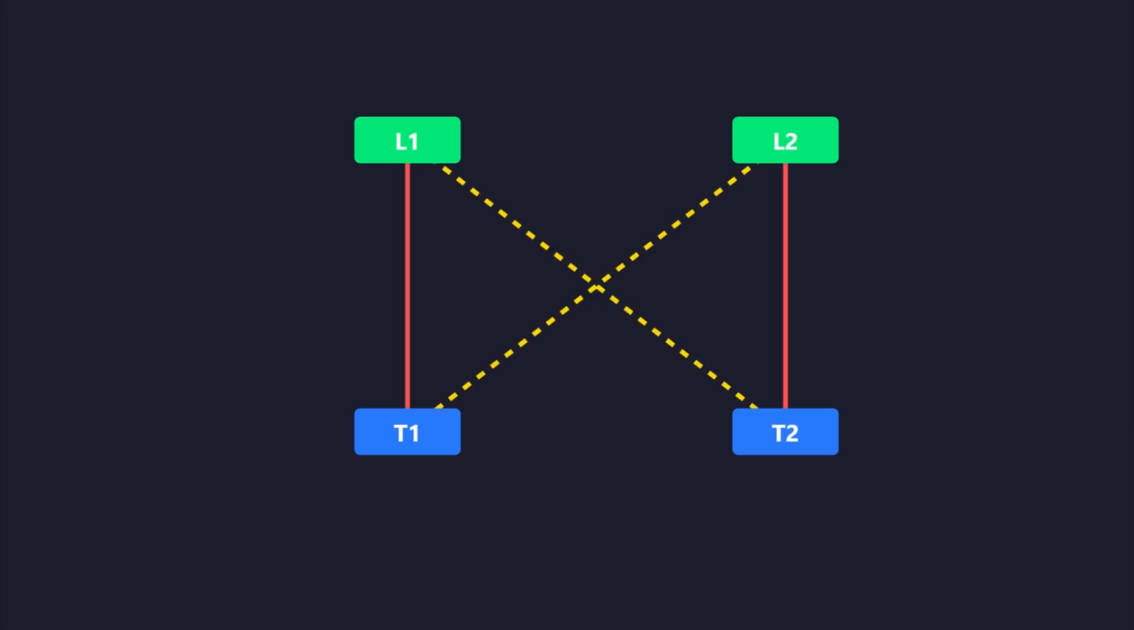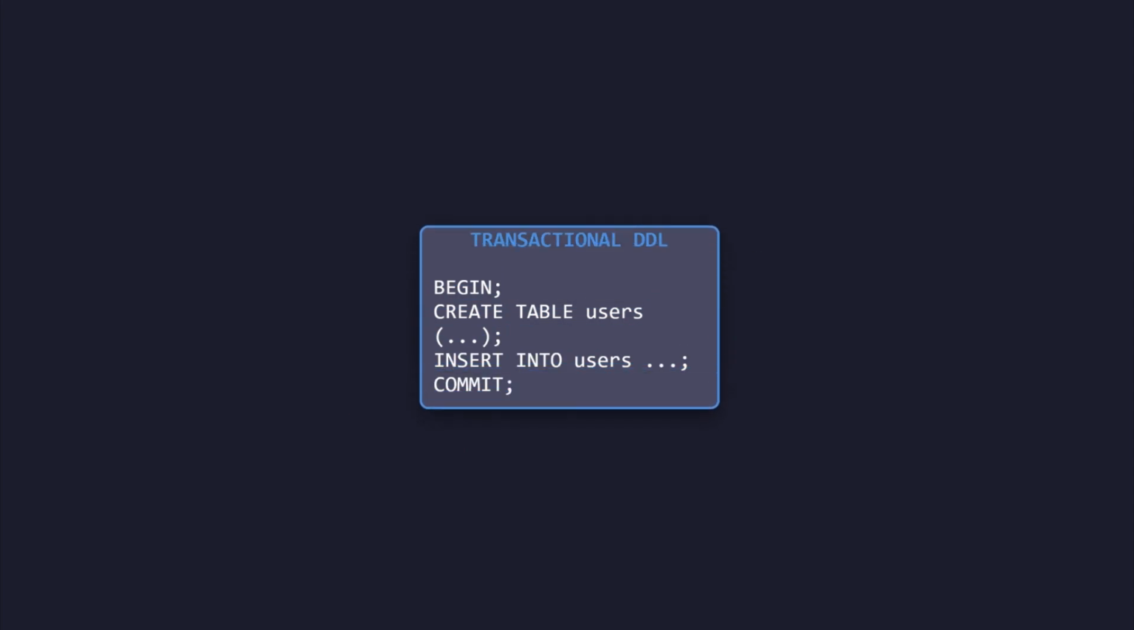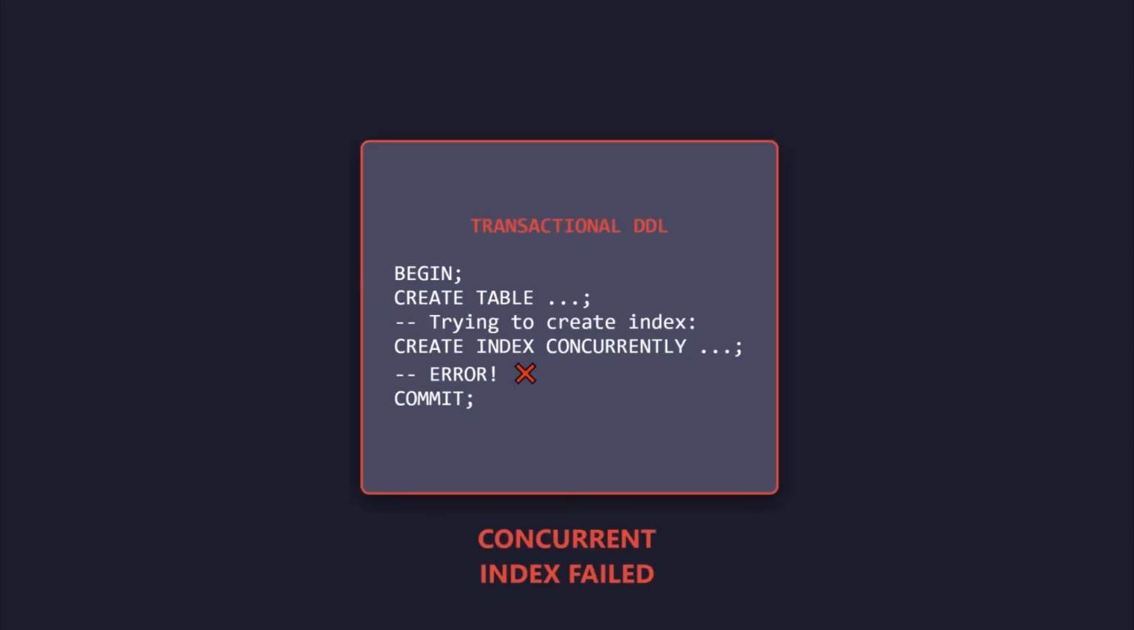Deadlocks occur when two transactions wait for locks held by each other. To minimize this during migrations, always acquire locks in a consistent order across your application and scripts, and keep the duration of your transactions as short as possible.